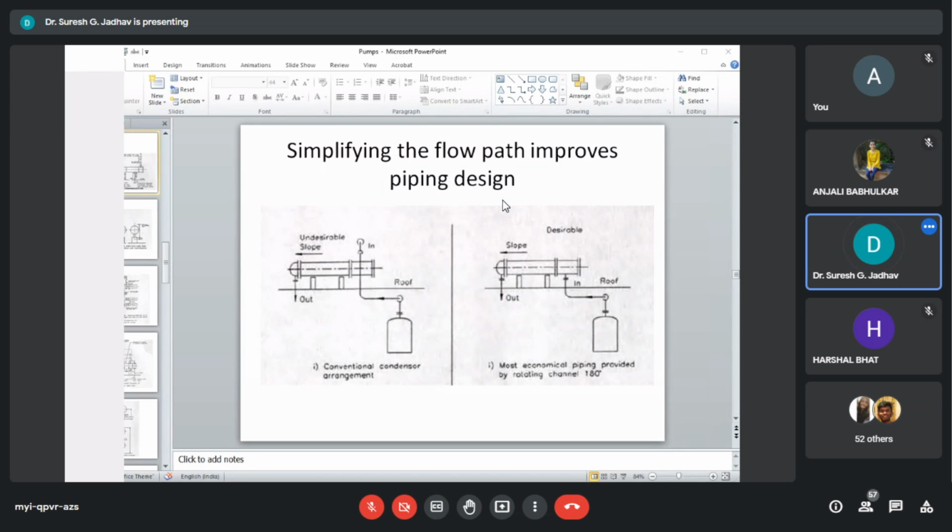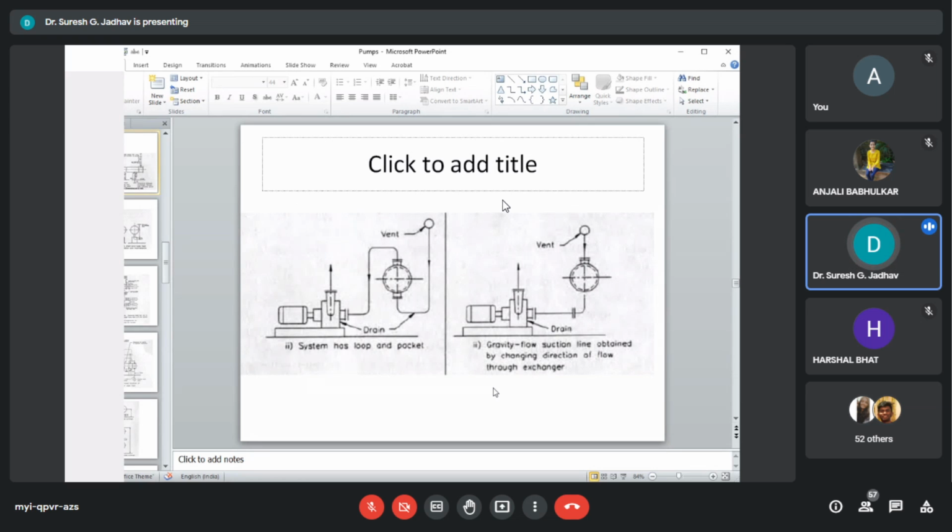So here we can improve the flow path in the piping designs. The next path is a system that has loops and pockets, and we can improve this with a gravity flow suction line obtained by changing the direction of flow through the exchangers. So with the help of this path, we can improve the piping design.